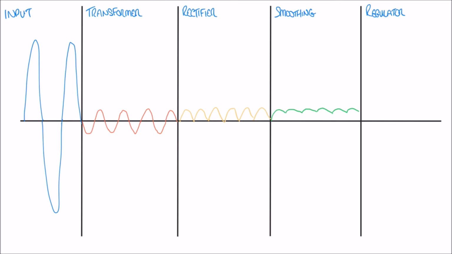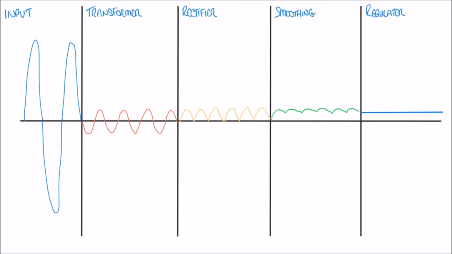The final stage is the regulator. And like we said, the regulator's job is simply to cap the voltage at a certain value. And so by finally implementing the regulator, we can remove the ripple that remains in the signal, even after the smoothing stage. And so finally, we're left with a perfectly smooth DC output.